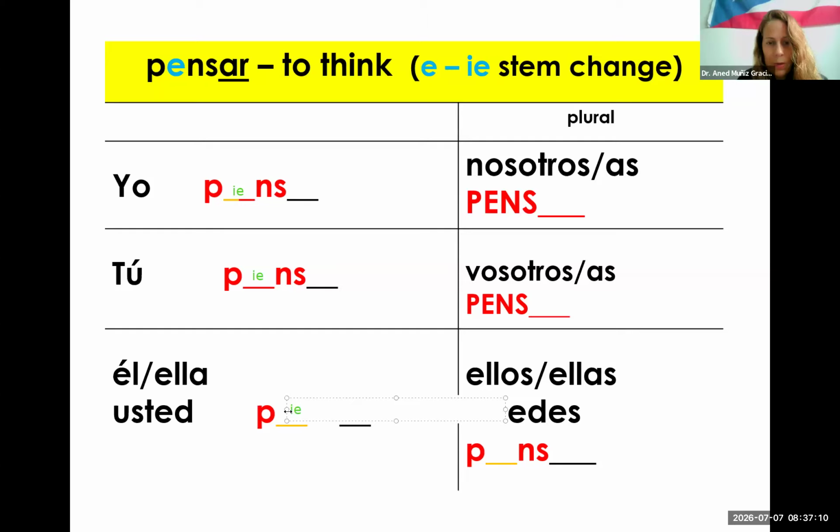And then don't change it in nosotros and vosotros, right? But here again, you change it to ie. And then this is an AR verb. So the endings are going to be, well, for yo is typically o, and then tú is going to be the AR verb endings. And then piensa, that you should know already from the regular verbs. Nosotros, and then for AR is amos. And then vosotros, and you need an accent here.